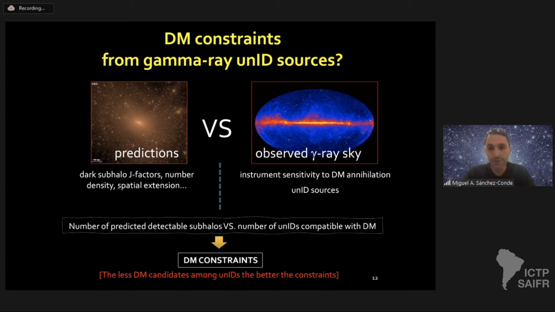So by confronting these two things, the predictions and the observed gamma-ray sky, you end up with a number of predicted detectable subhalos, and you compare this with the number of unidentified sources that are compatible with dark matter annihilation according to your filters. By doing this comparison, you finally are able to set your dark matter constraints. Something important to notice here is that the fewer dark matter candidates you have among the pool of unidentified sources, the better the constraints. So the better you are at rejecting sources from your initial list, the better the constraints will be in the end.